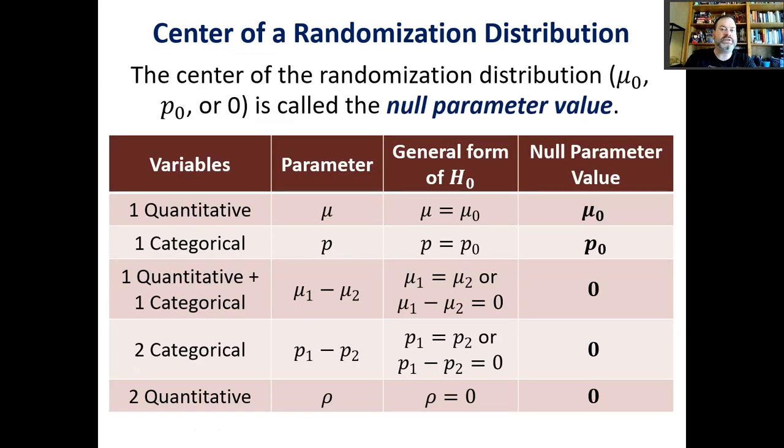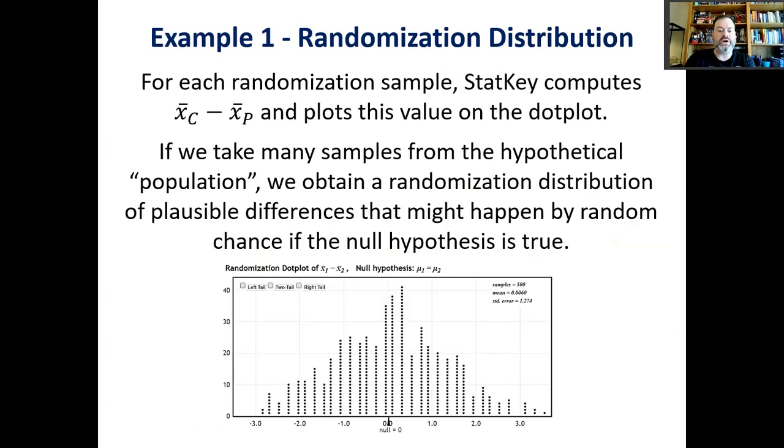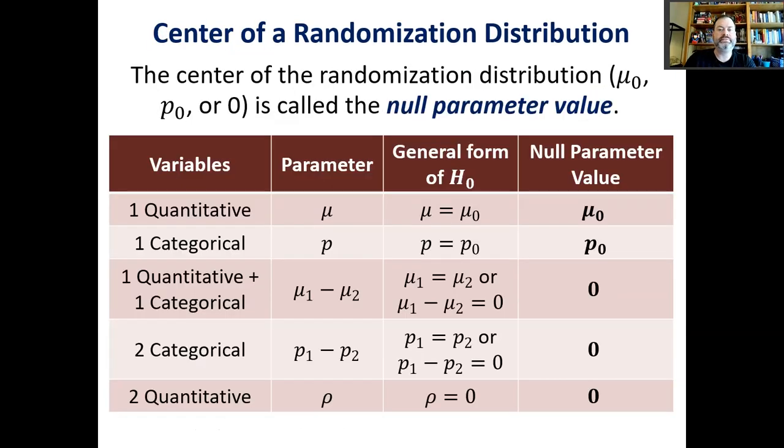The center of the randomization distribution, for the one we just saw, was 0. It says at the bottom, null equals 0. It's called the null parameter value, and you just have to remember what the null parameter value is. I talked about this in the 4.1 video, but I'm just reminding you here. If you have more than one variable, the null parameter value is 0. If you have one variable, one quantitative or one categorical, for quantitative, mu null is your null parameter value, and p null is your null parameter value. So that's where the randomization distribution will be centered.